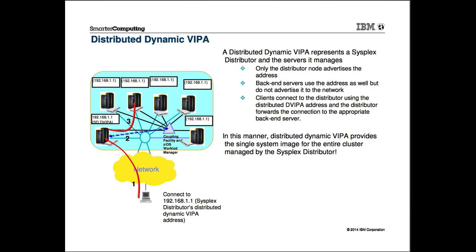So in this case, 192.168.1.1, the Sysplex distributor advertises that VIPA, but all the hosts in the Sysplex have that IP address. So the Sysplex distributor can forward traffic back to the back-end. So back-end servers use the address but don't advertise it. And then clients connect to the distributor using the distributed VIPA, and the distributor distributes the connection to the appropriate back-end server. So in this manner, we provide a single system image for the entire cluster that's managed by a Sysplex distributor.